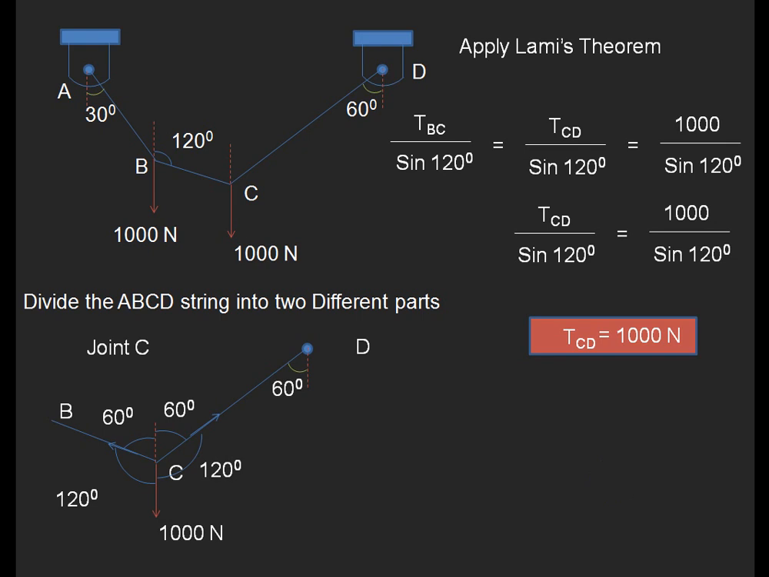We have determined the tension acting in AB, that is 1732. The tension acting in BC is equal to 1000 only. Again, the tension acting inside the CD string is 1000 newtons. Like this we can apply Lami's theorem for finding the forces or tensions taking place inside a string or in a particular mechanism. According to this diagram, this problem, we needed to find the tension in the strings ABCD. I hope you understand how to apply Lami's theorem to this kind of problem.